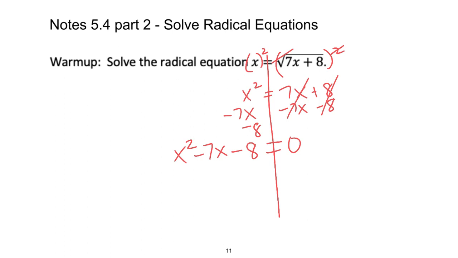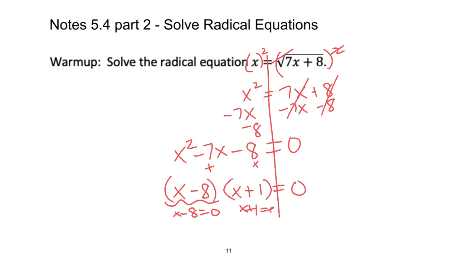Now that I have it equal to 0, I'm going to factor. So I'm going to figure out two numbers that multiply to be negative 8 and add to be negative 7. So that would be negative 8 and positive 1. If you take those and set each part equal to 0, the first one is going to give you x equals positive 8. And the second one's going to give you x equals negative 1.